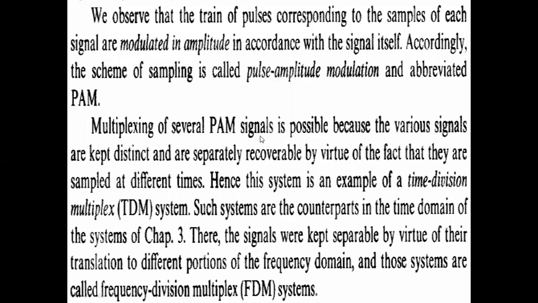Multiplexing of several PAM signals is possible because the various signals are kept separate and recovered separately. They are sampled at different times. Hence, this system is an example of time division multiplexing. Time division multiplexing, because of the sampling time Ts, the signals are going properly.